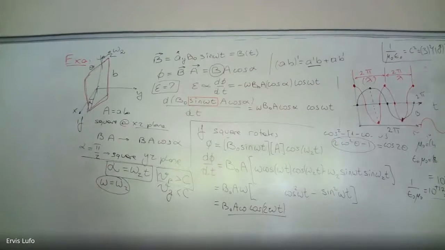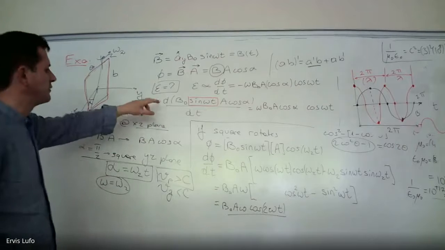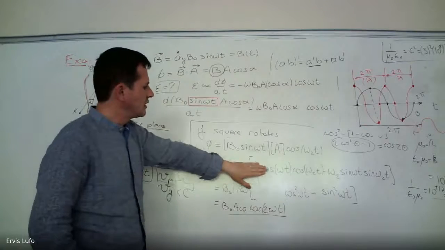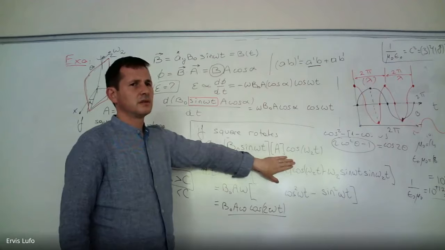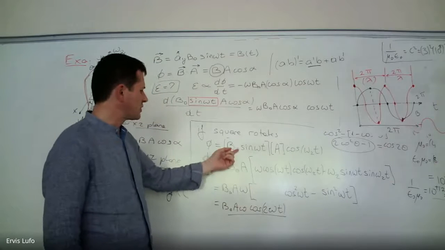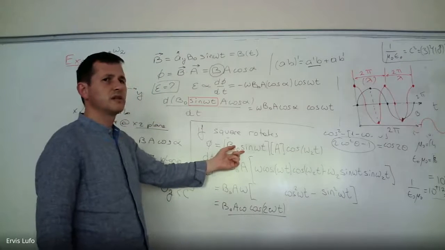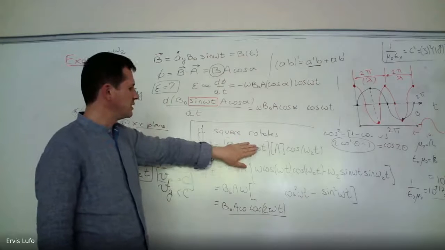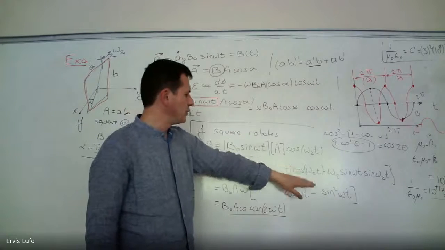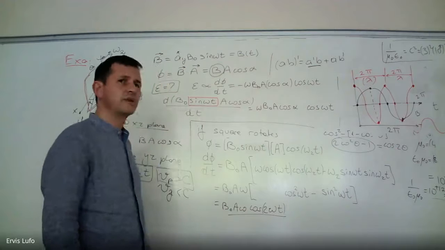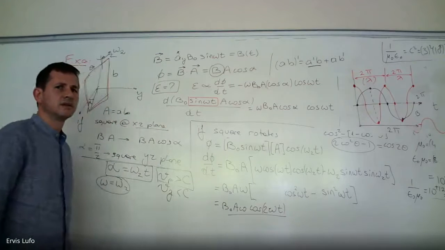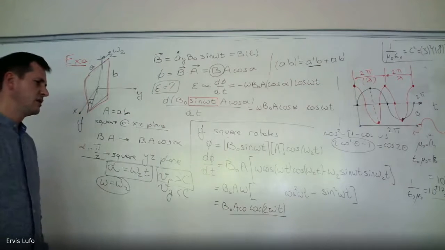If v would be constant, then we will not have this term. Because here we took the derivative of sine omega t, right? So this term would be missing. We would have only this minus sine square omega t. Okay? So it's going to be sine square omega t here.